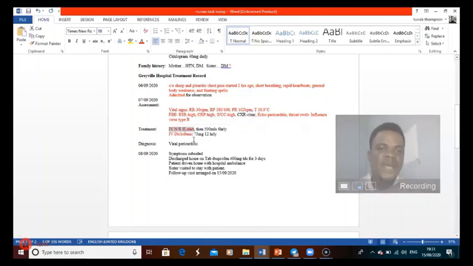Okay, as at that time, we diagnosed that this patient had, based on our assessment, viral pericarditis. So that was our diagnosis. And then 2 days after, that's from the 6th to the 8th, the patient's symptoms subsided and the patient was discharged on these drugs. So we can add all this information. Patient was driven home. What do you think, Michael, about the third line? Patient driven home with hospital ambulance.